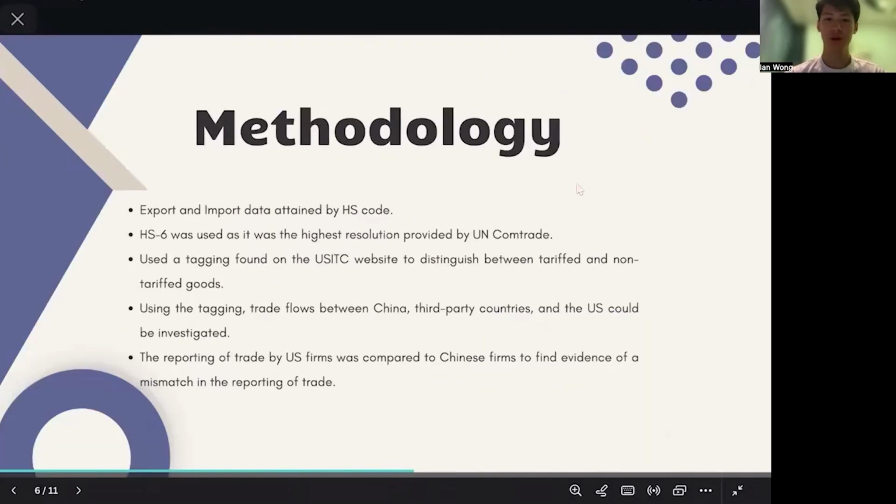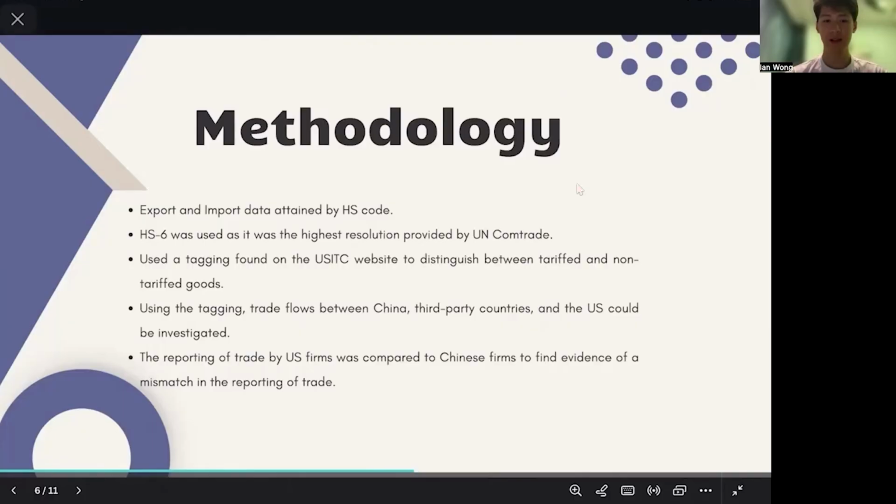My methodology was quantitative and relied on trade data from three sources. The raw data came in different levels of detail, so I standardized it at an HS6 code level. That's the most detailed resolution available from UN Comtrade, and it allowed me to directly compare goods across datasets. Next, I used a tagging system from the US ITC to classify which HS codes had been tariffed and which were not. This let me split the data into tariffed and non-tariff goods.